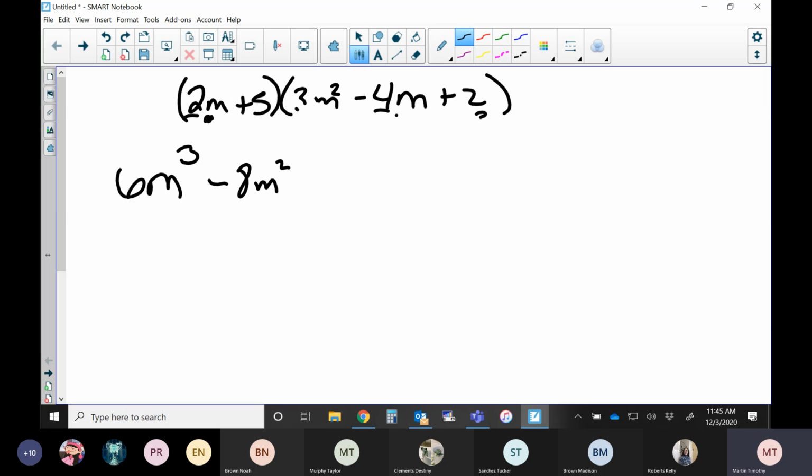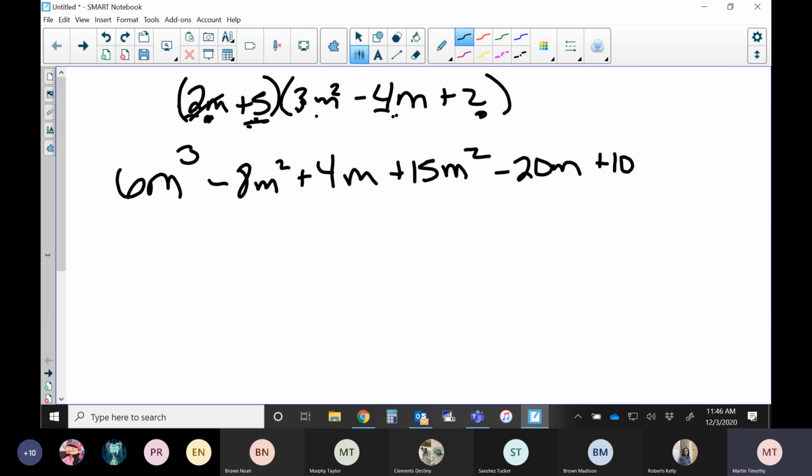2m times 2 would be a positive times a positive is a positive. 2 times 2 is 4, and m. Now I move on to the 5. 5 times 3m squared is 15m squared. 5 times negative 4m is a negative 20m. 5 times 2 is a positive 10.